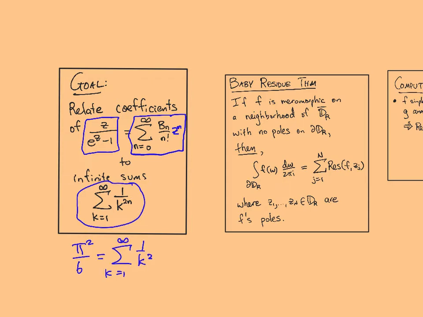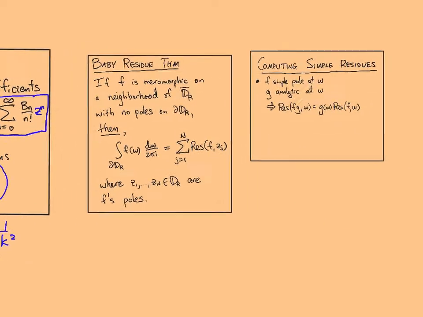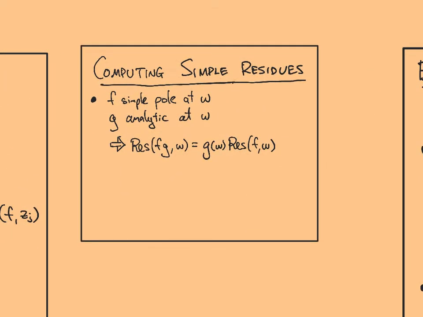So to start with, we need a simple way to compute residues at simple poles. So if I have a function f that's analytic, except it has a simple pole at w, which just means a pole of order 1, and if I have a function g that's analytic at w, well, I can compute the residue of f times g at w just by evaluating g at w times the residue of f.